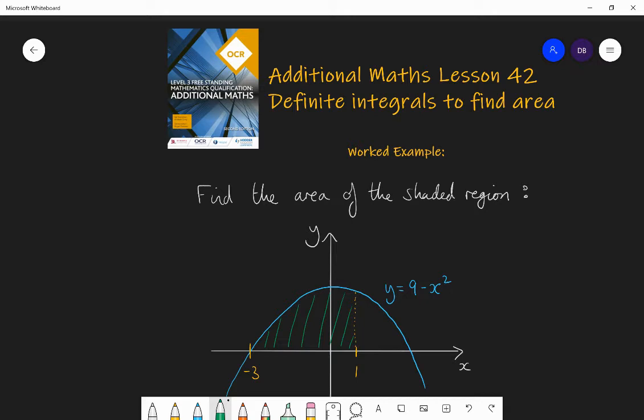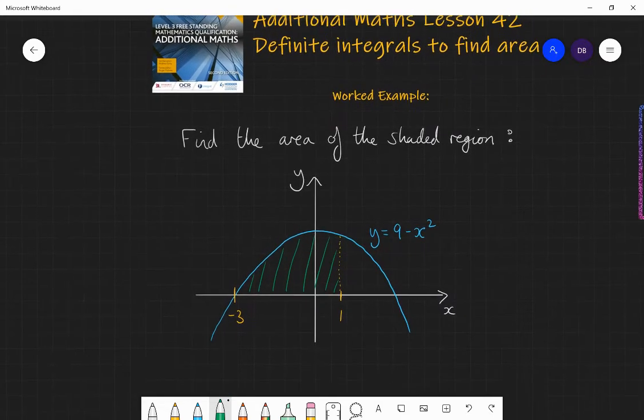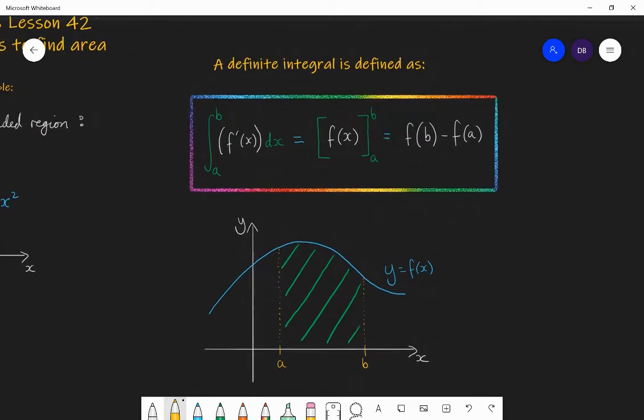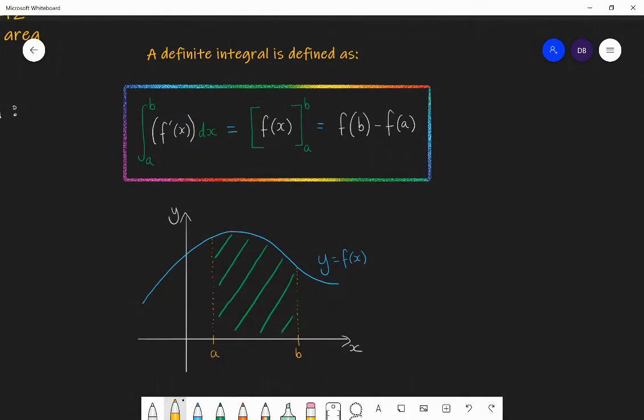Before we look at this worked example, find the area of this shaded region. The green shaded area between x is -3 and x is 1, under the curve of y equals 9 minus x squared and above the x-axis. To find that area, we need to know what to do. The process of finding areas is definite integration.